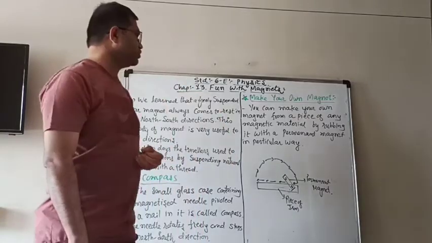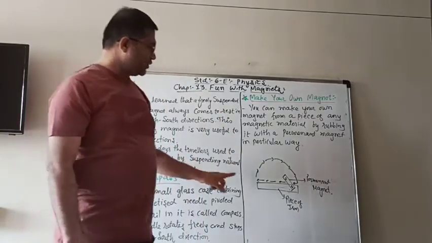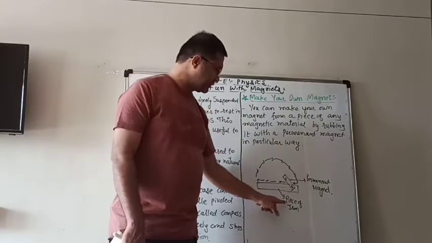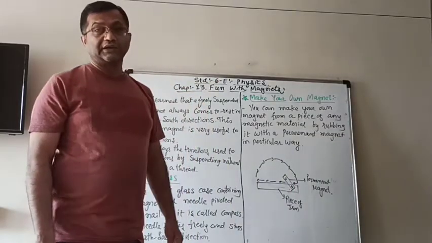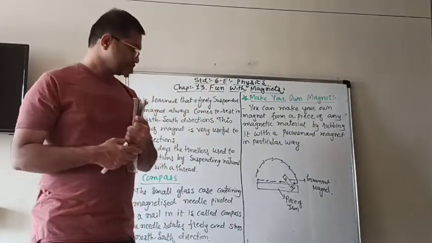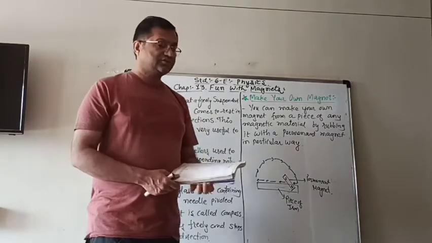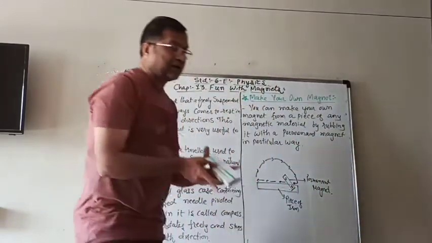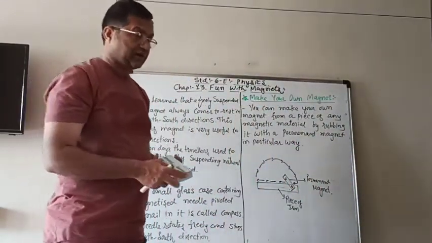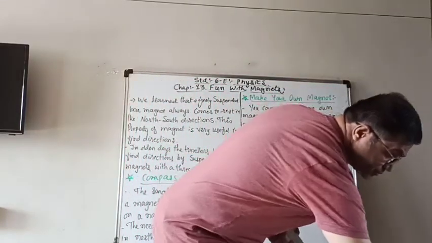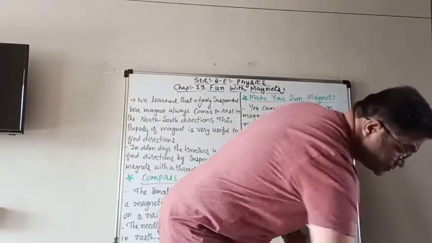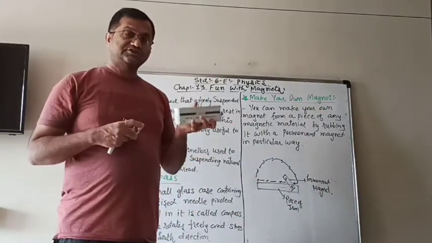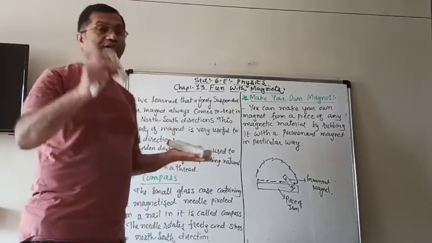For that, what we do, look here. You have to take a piece of iron and a permanent magnet. That is a permanent magnet, that is a piece of iron. Now what we have to do, we have to take that natural magnet. Suppose this is my piece of iron and this is my natural magnet.